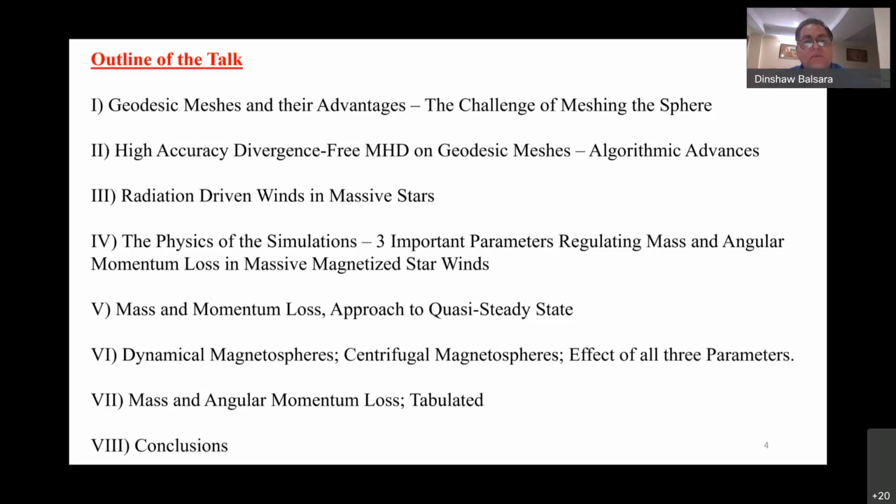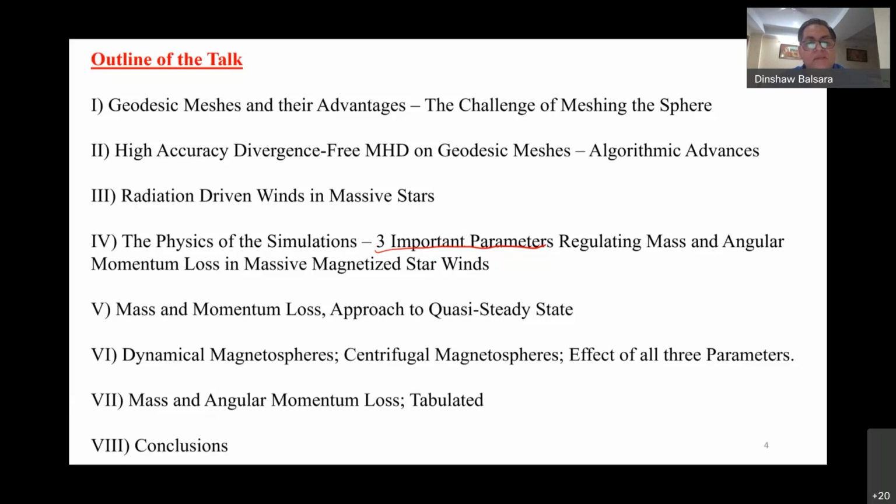Then we will get into the meat of this talk, which is radiatively driven winds in massive stars. I'll talk about the physics of the simulations. Namely, it all comes down to three important parameters that regulate the formation of winds in such circumstances. We will discuss those parameters and how they play out. Then we will talk about mass, momentum and angular momentum loss in these stars. Then we'll have some fun watching movies about dynamical magnetospheres, centrifugal magnetospheres, etc.